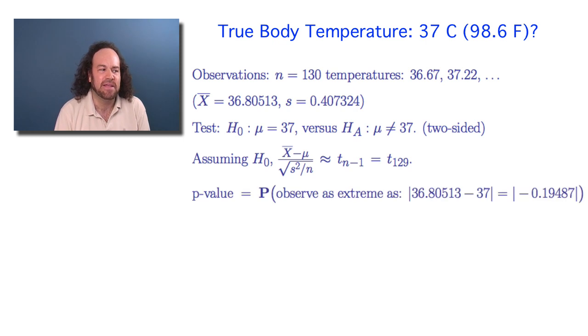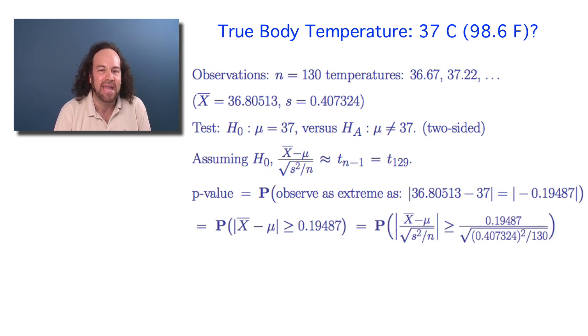So what does that mean? It means that the p-value should be computed by saying, what's the probability that the actual difference in absolute value of x bar minus mu is at least as big as the observed difference, which in this case was 36.80513 minus 37, which is about minus 0.19487. It's a rather small difference, but what's the probability we would observe at least that large a difference, assuming H0?